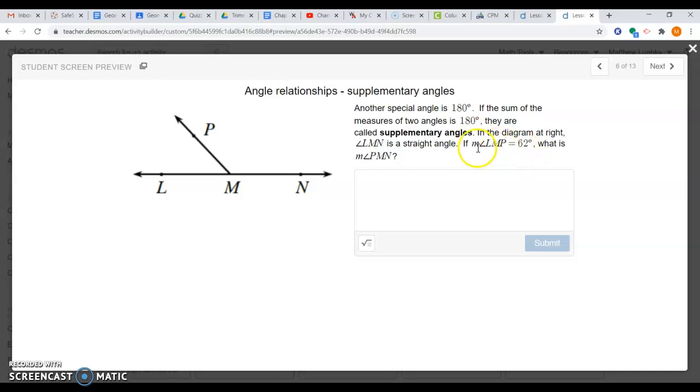Again, they said, what if LMP is 62 degrees here? Then what is the measure of PMN, the other part of it here? Okay, and the answer goes in the box.